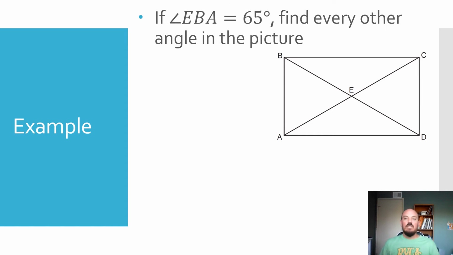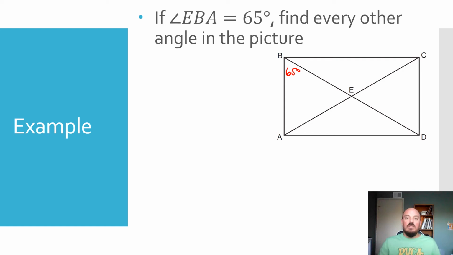Okay, same picture. Say it's a rectangle again. This time I said if angle EBA is 65 degrees, I want you to find every other angle in the picture. Okay, so let's mark that. I gave you only one of the angles. E to B to A is right here. This is the 65-degree angle.